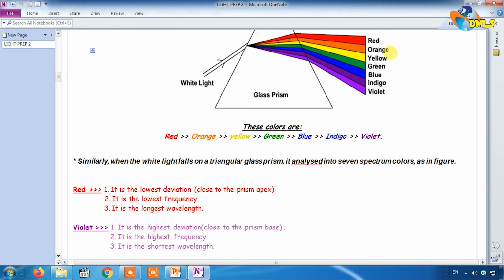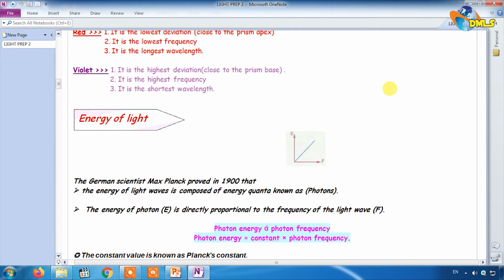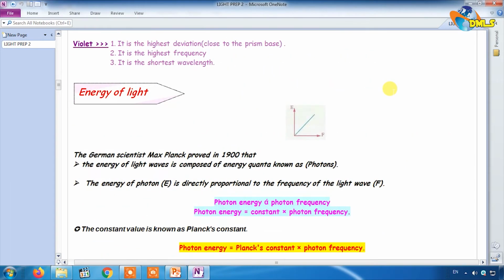Okay, we have many questions here, many of them complete or choose. So please focus on this and learn this well. Then we will talk about energy of light.